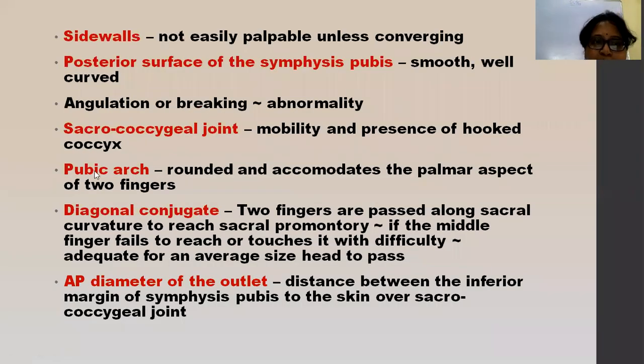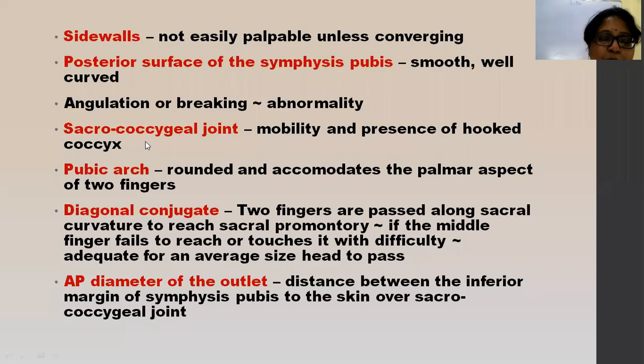Next, in the cavity, you have to look for the side walls. Side walls are not easily palpable unless they are converging. And where do you get converging side walls? They are seen usually in android type of pelvis. And the posterior surface of the symphysis pubis is usually smooth and well curved. If there is any angulation or break, then it indicates the pelvis will be abnormal.